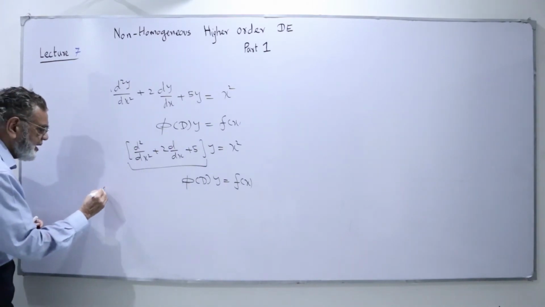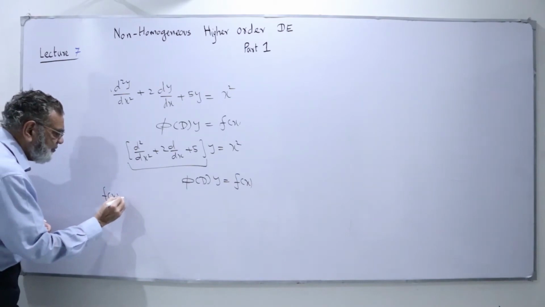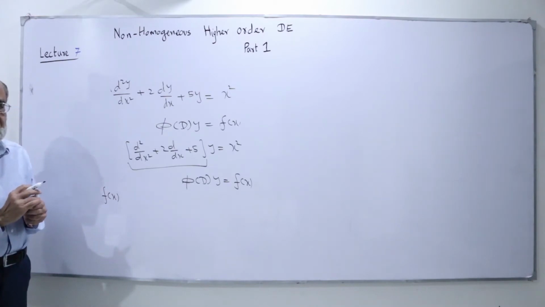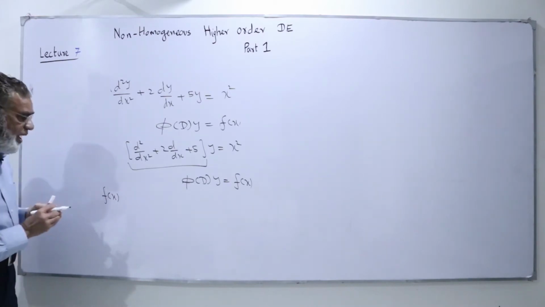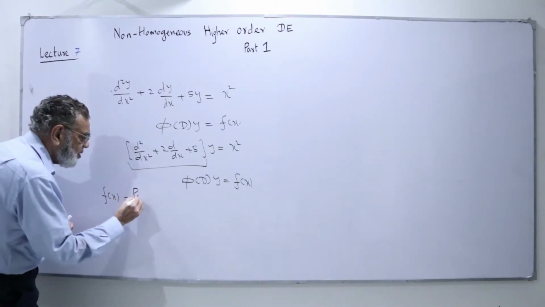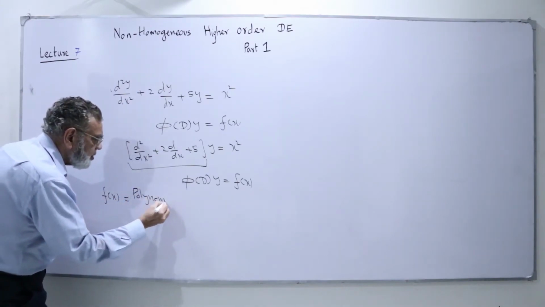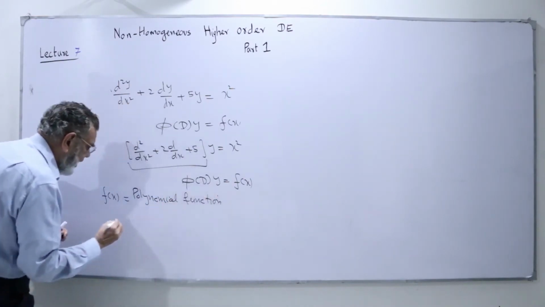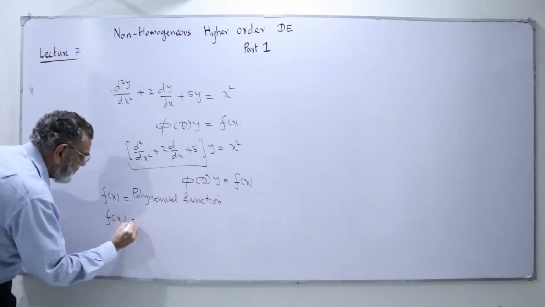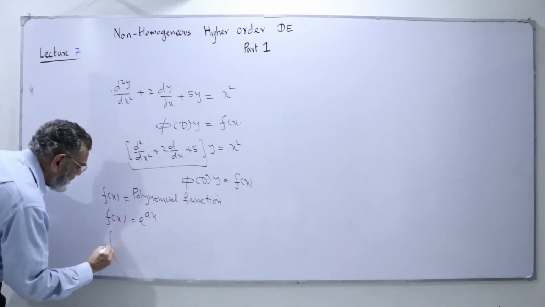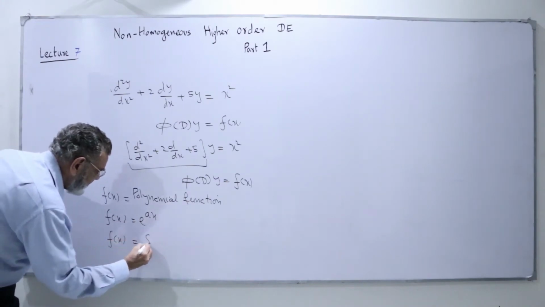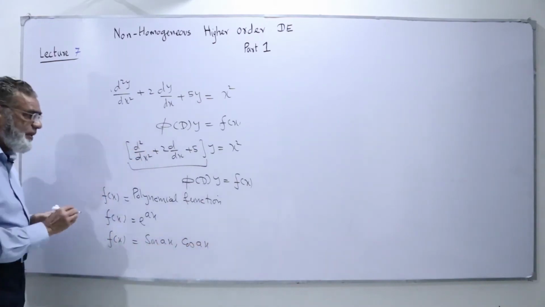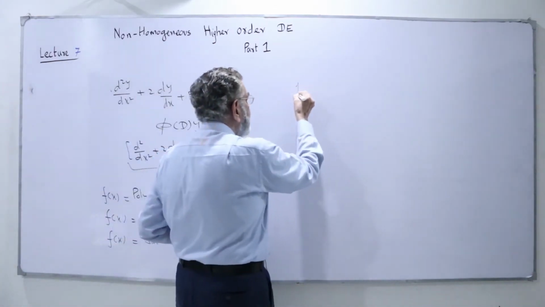This f of x can be any function of x. So we have two methods for solving it, depending upon the value of f of x. If f of x is a polynomial function, or f of x is an exponential function, or f of x is a sine or cosine function, then we have a method which we call the method of undetermined coefficients.